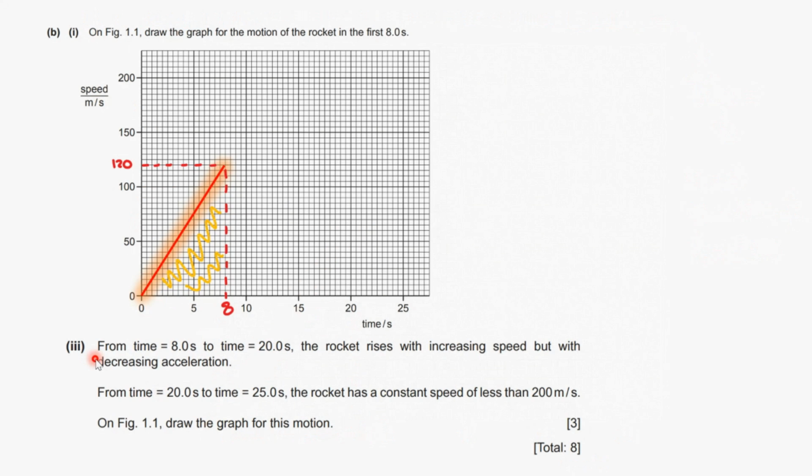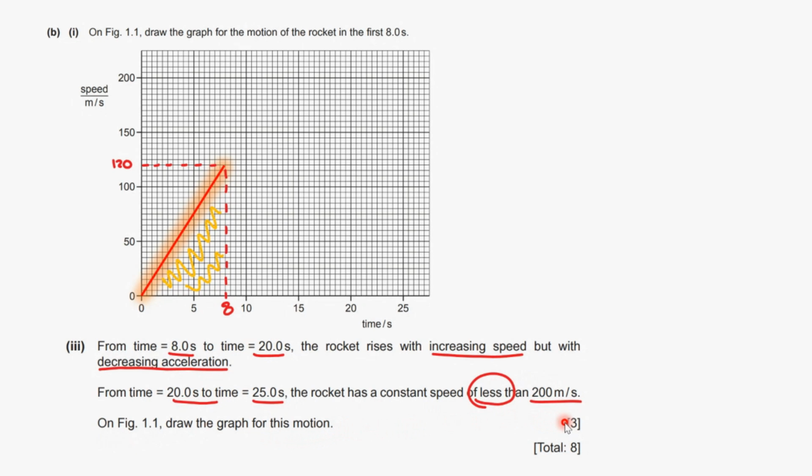Part B, triple I: from time 8 seconds to time 20 seconds, the rocket rises with increasing speed but with decreasing acceleration. From time 20 seconds to time 25 seconds, the rocket has a constant speed and less than 200 meters per second. On figure 1.1, draw the graph for this motion, and the question has 3 marks.